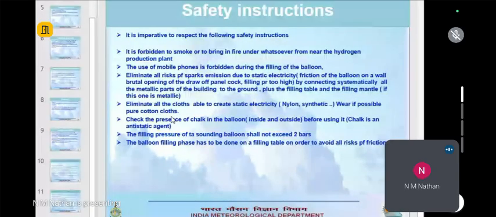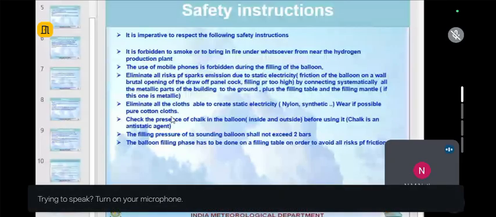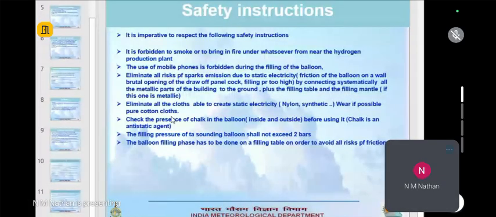If you fill the balloon at rapid speed, in 5 minutes, 3 minutes or 10 minutes, then definitely your balloon will become big. If it is big, then premature burst will take place. It may not reach the desired height. So to avoid all these things, you have to ensure the safety precautions regularly.